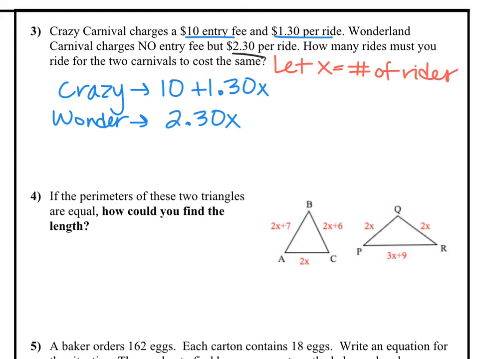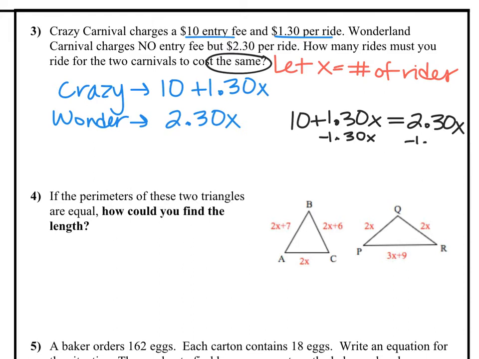Now, since we're asking when are they the same, we set these equal to each other. 10 plus 1.30x equals 2.30x. And go ahead and solve. Move your variables to one side. So it gets us 10 equals 1x. If you divide by 1, you will just get that x equals 10. So go back and answer the question, how many rides until it costs the same? It will take 10 rides.